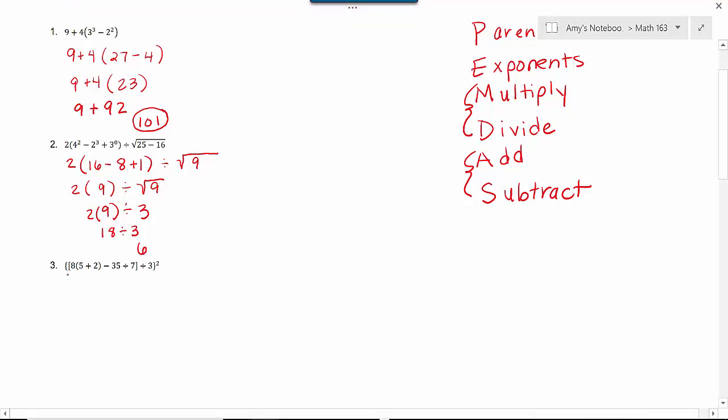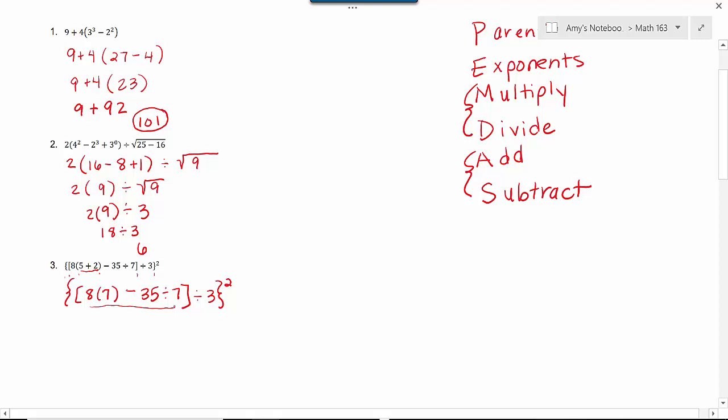We have brackets and braces, and these mean the exact same thing as parentheses. So we have this outside parenthesis, and then we have an inside, and then we have another parenthesis on the inside. So you go all the way into the parenthesis that's in the inside the most. And 5 plus 2 is 7. 8. Now we're going to do these parentheses inside of here.